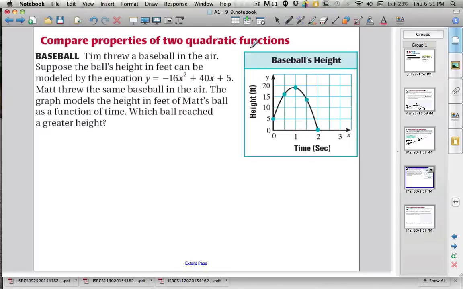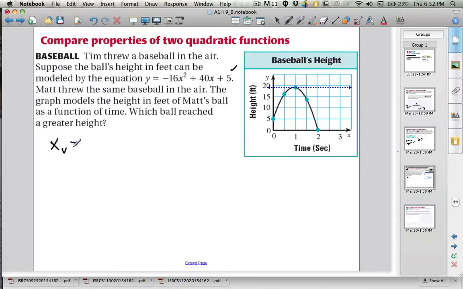If we want to compare quadratic functions, Tim threw a baseball in the air and we can model its height with this function. Matt threw a baseball in the air and this is the graph. So which ball reached a greater height? We're really now talking about the vertex. So we're talking about maximums, okay? And you can see that the height of Matt's ball looks like it's maybe about 19 feet. So let's take a look at Tim's and figure out what's the height of its vertex.